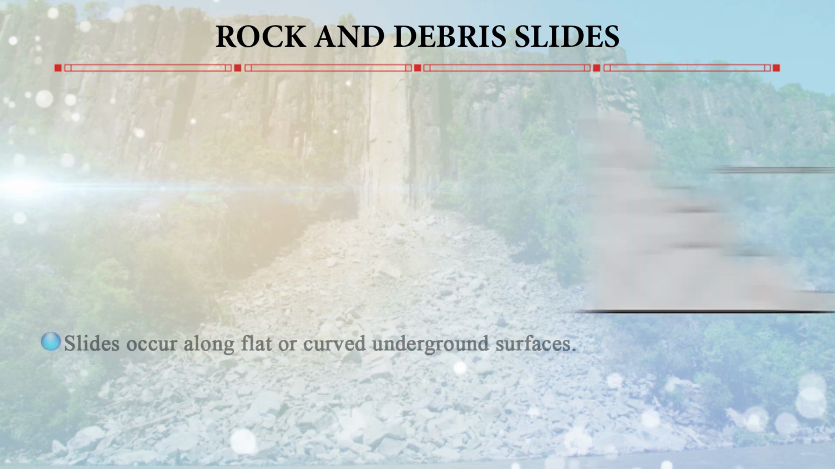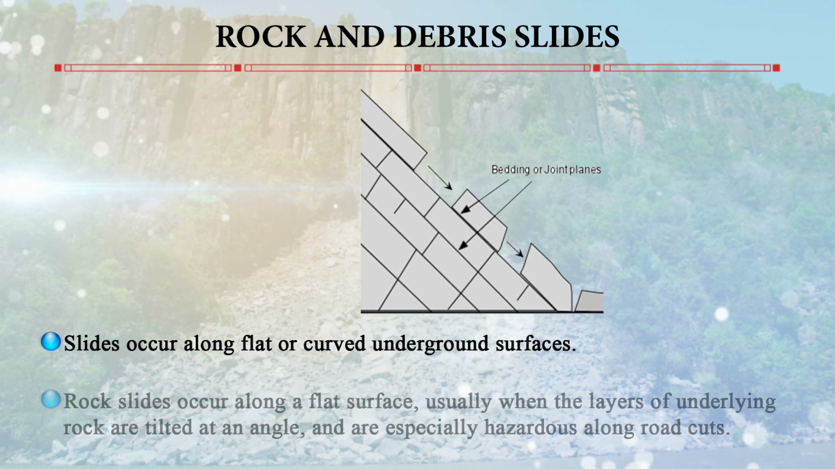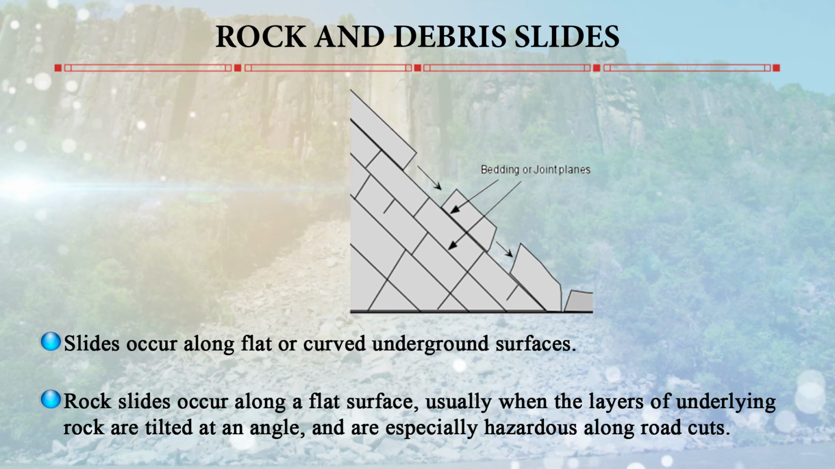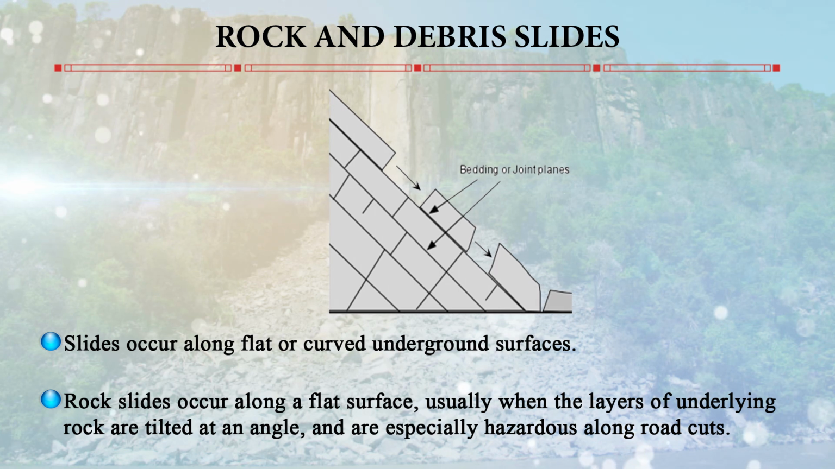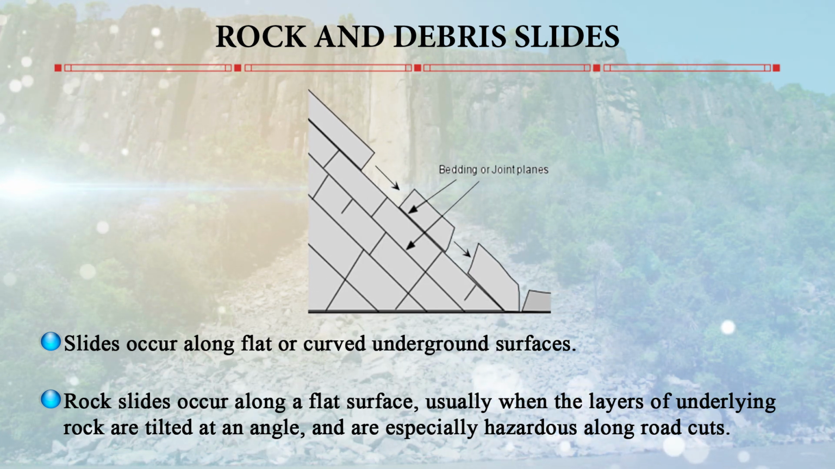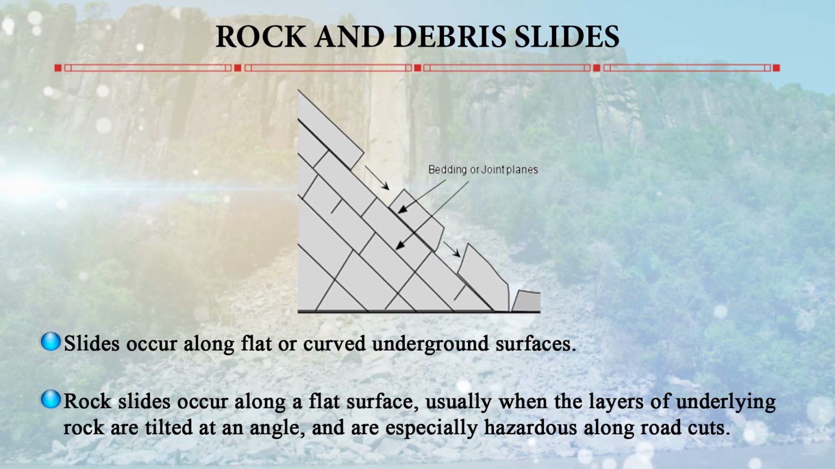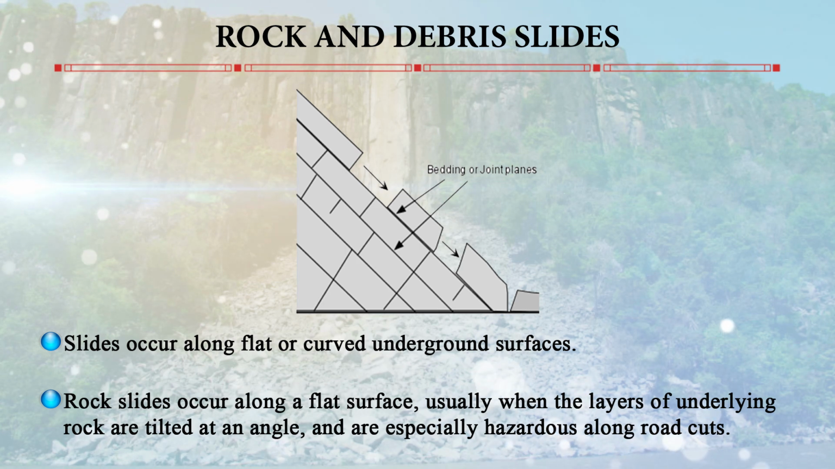Now, you can see rock and debris slide. Here sliding movement is taking place. Slides occur along flat or curved underground surfaces. Rock slides occur along a flat surface, usually when the layers of the underlying rock are tilted at an angle, and are especially hazardous along road cuts. You can see in the diagram that the tilting is important. It is occurring along the bedding or the joint planes.